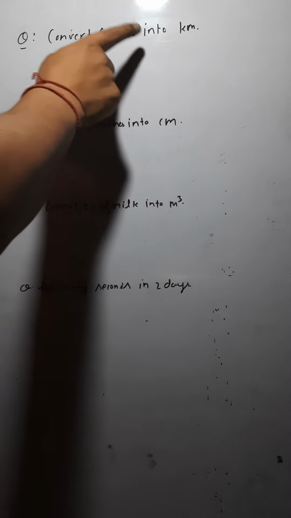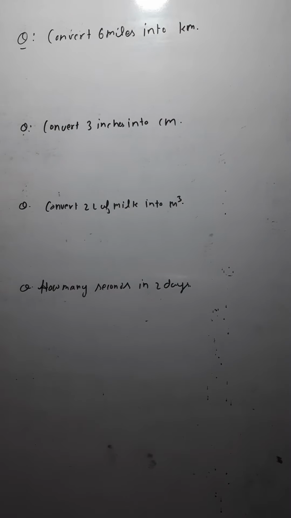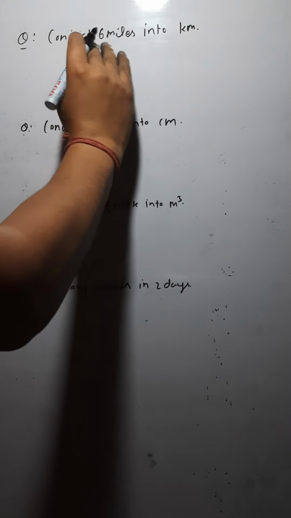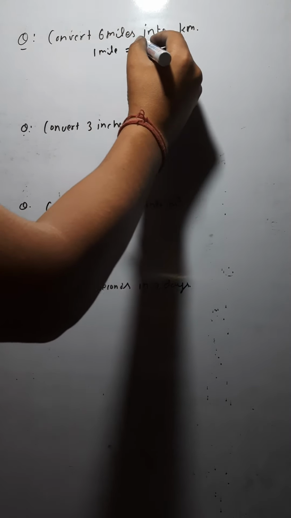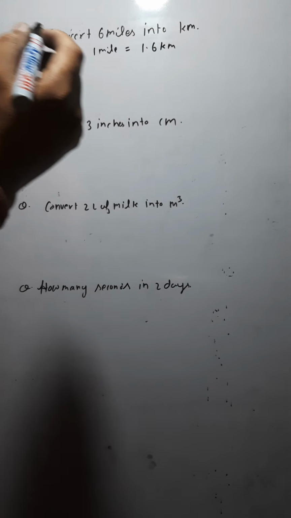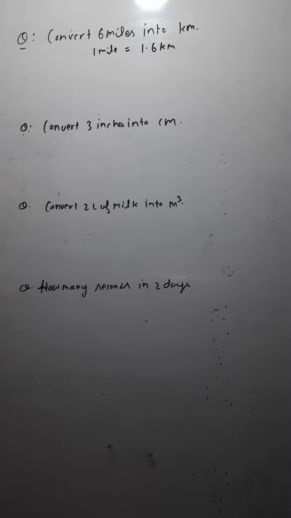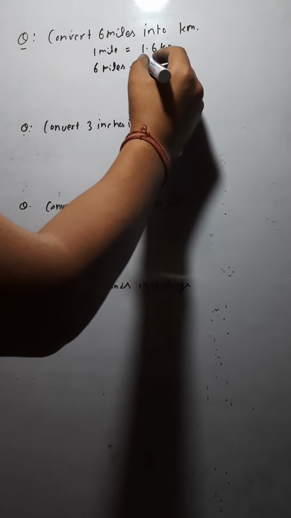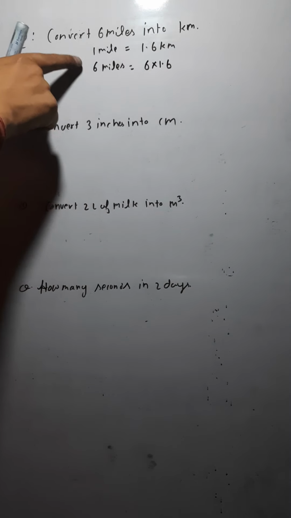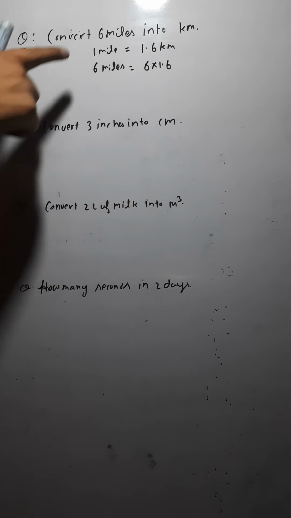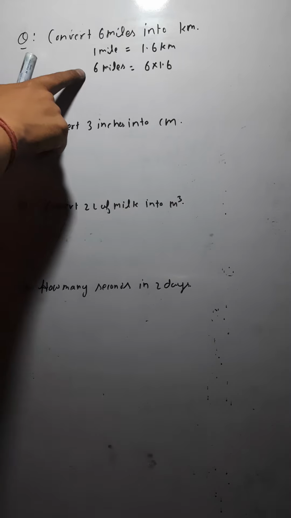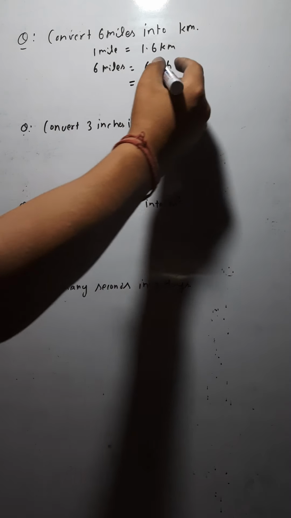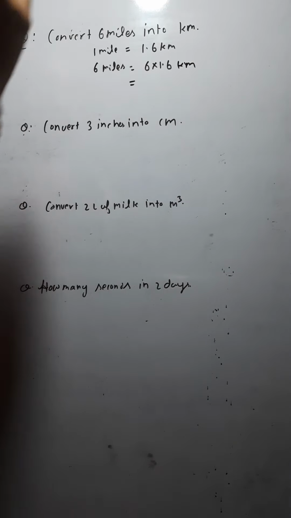First question is, convert 6 miles into kilometer. For this you have to know how many kilometers are there in 1 mile. In 1 mile you have 1.6 kilometers. So how many kilometers are there in 6 miles? You would multiply this by 6. This is the unitary method you would apply here. First you find out for 1, then for more. So in 1 mile you know 1.6 kilometers, and in 6 miles you would multiply this by 6 to get the kilometers.